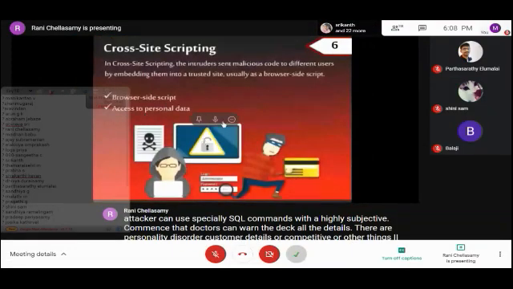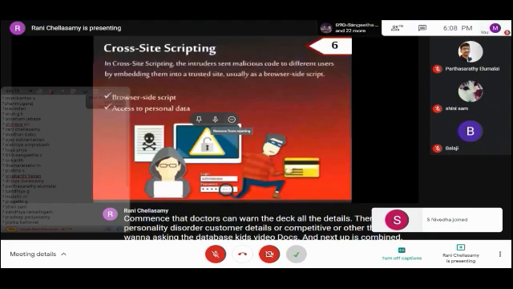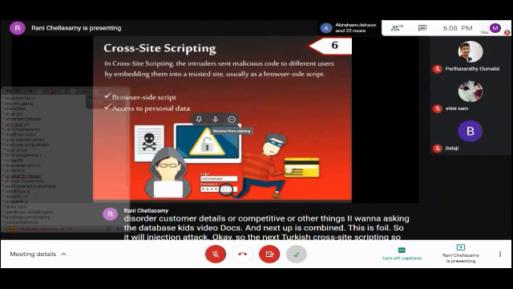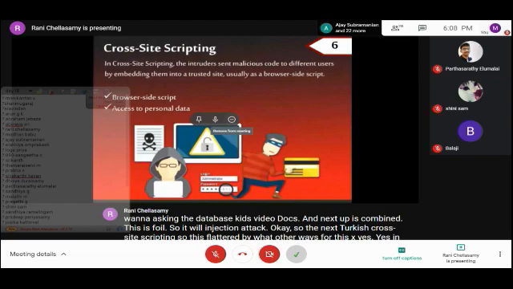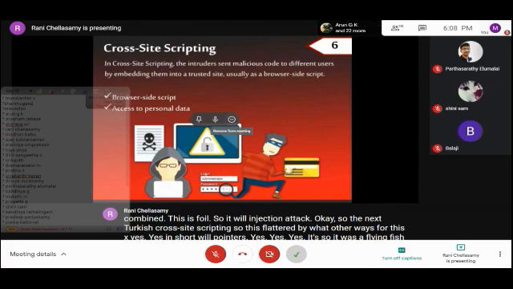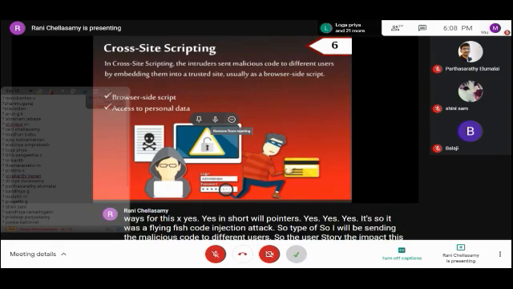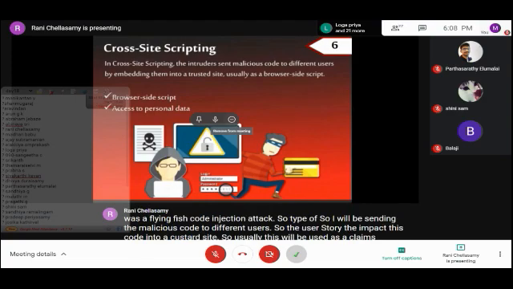Okay, so the next threat is cross-site scripting. This attack is otherwise called XSS. In short, we'll call it XSS. It is a client-side code injection attack. In this attack, the intruders will be sending malicious code to different users. The users will embed this code into a trusted site. Usually this will be used as a client-side, browser-side script. So it will make a way to access personal data also.